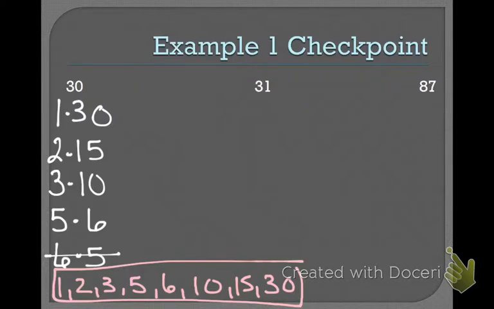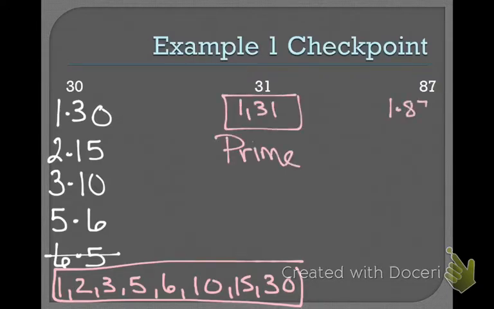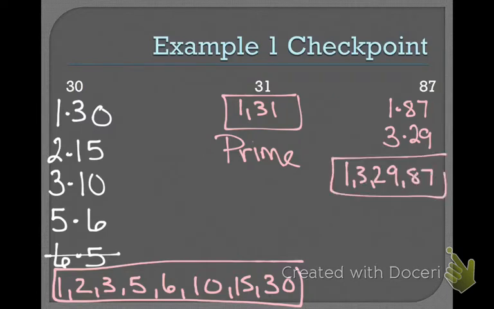All right. I want you to do 31. List all the factors of 31 and then tell me, is that number prime or composite? So is 31 prime or composite? It's prime. All right, 87: 1 and 87, and 3 and 29. So this one is also composite.